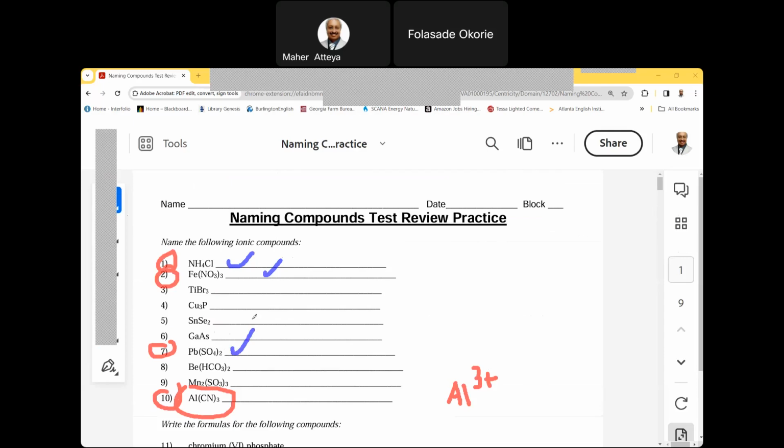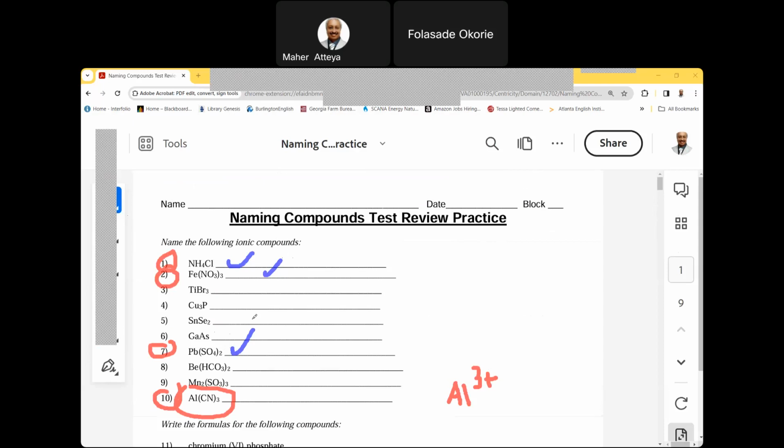How about number 7? This is lead sulfate. What is SO4? Lead 2 sulfate. Is it lead 2 sulfate? Now, look at it again. Sulfate is -2. The sulfate is -2, correct? Yes. So the lead will be what charge on it? +2? No.